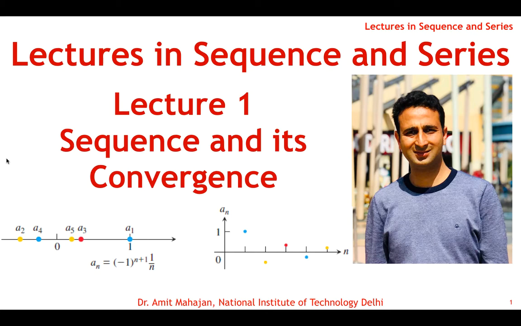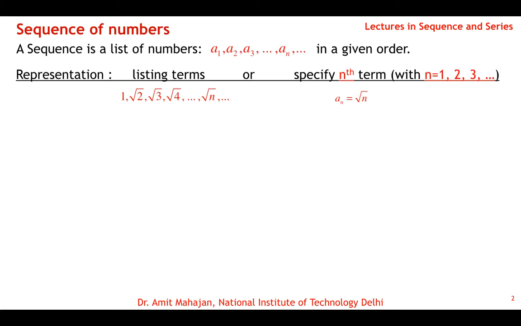Why I'm saying this is because there are also sequences which are infinite in both directions, and we call them bi-infinite sequences or doubly infinite sequences. And also we can have finite sequences. But what we are going to deal with today are one-sided infinite sequences. So, to start with, the sequence of numbers.